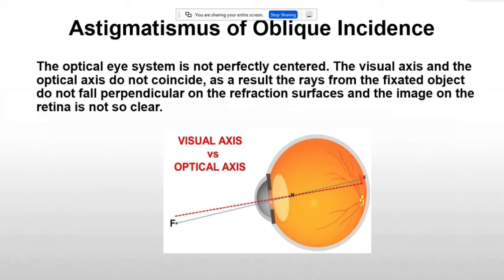What is astigmatism of oblique incidence? As we said, the optical system is not perfectly centered. So we have here a visual axis which connects some object with the fovea. And we have another line, the optical axis, that is perpendicular to the iris plane. And you see they don't coincide. There is a small angle in between these two lines, which is called angle kappa.